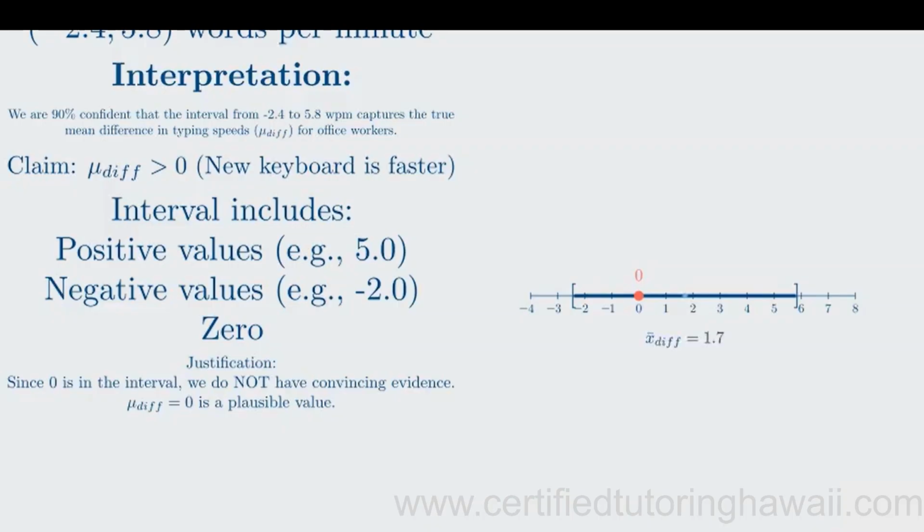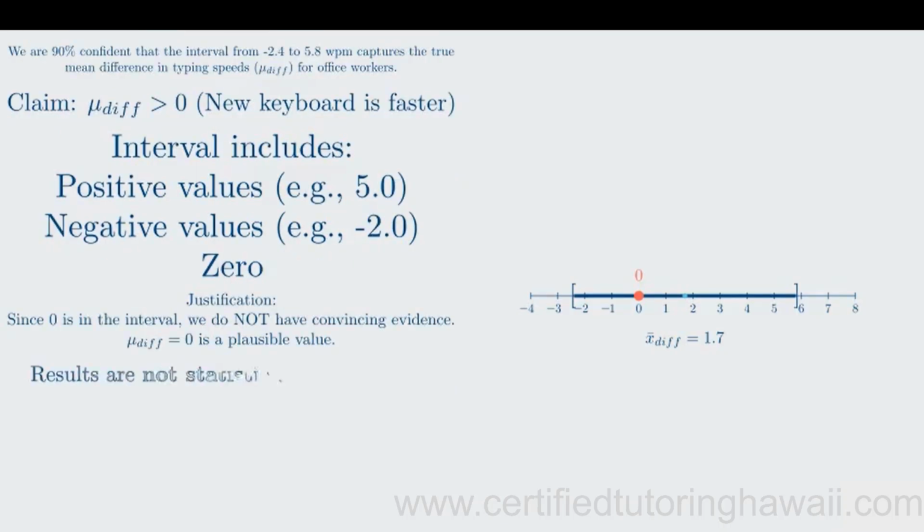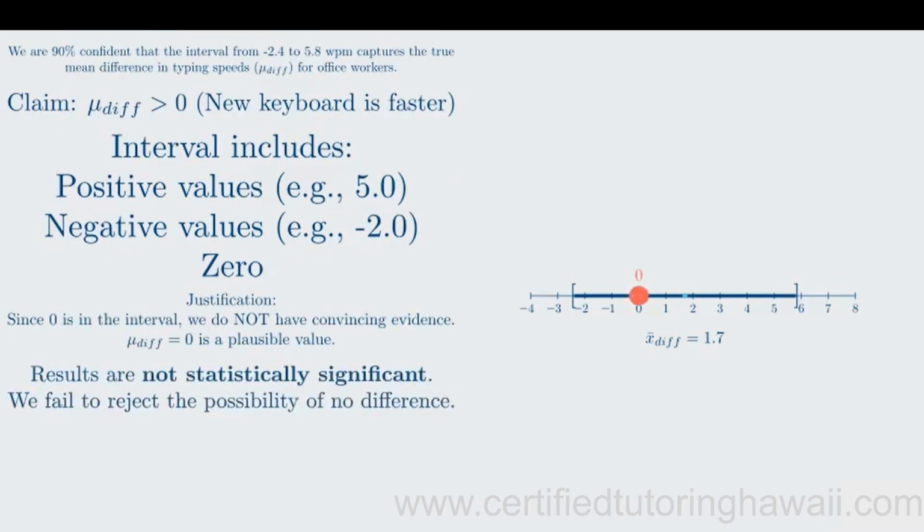Take a moment to think about this. Even though our sample mean might have been positive, in this case the center of the interval is 1.7, the margin of error is large enough that we can't rule out the possibility that the keyboard actually makes no difference, or even makes people slower. When 0 is in the interval, we say the results are not statistically significant at that confidence level.